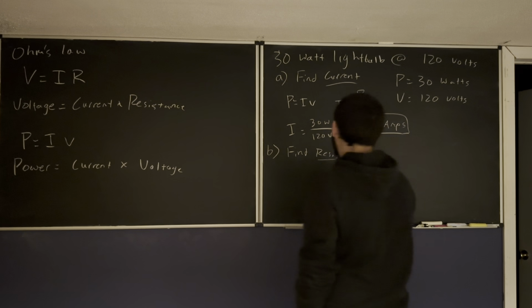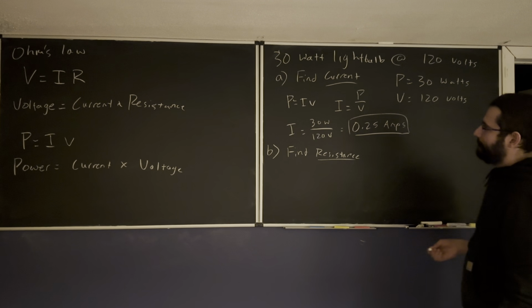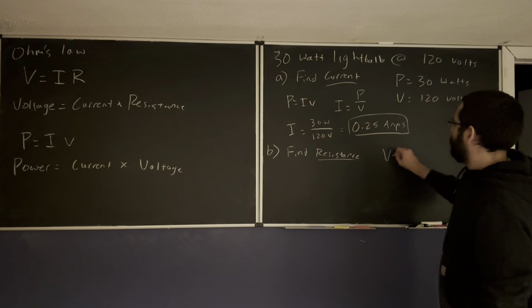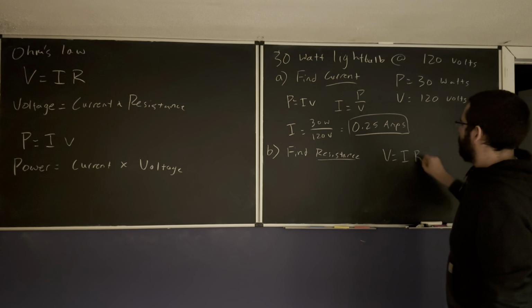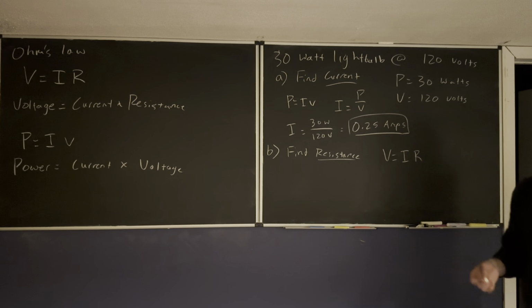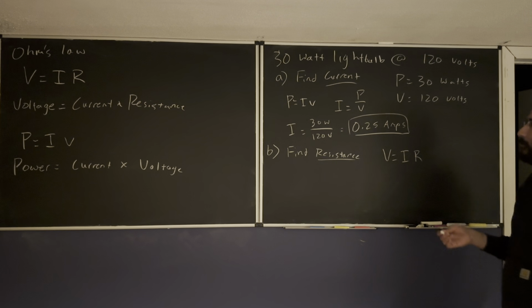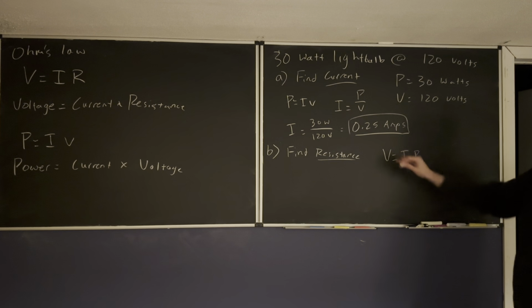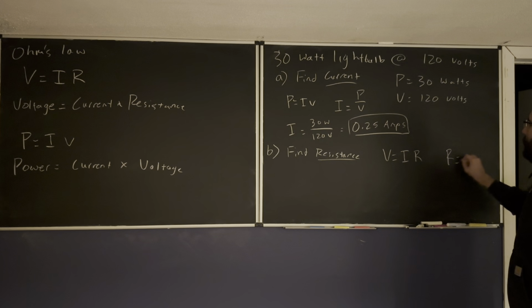All right, so for this, we're going to use Ohm's law. I know that Ohm's law is V is equal to I times R, right? So basically, I just need to solve for the resistance. To solve for R, I need to divide both sides by I, so R is equal to V divided by I, okay?